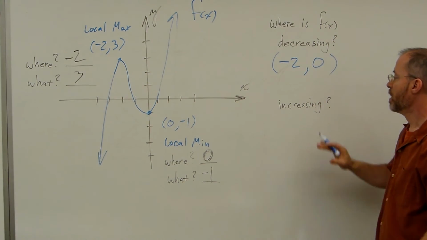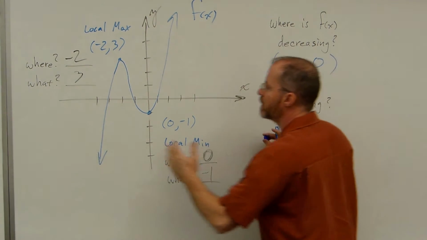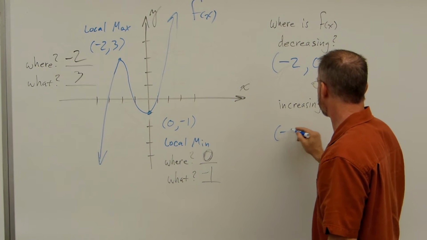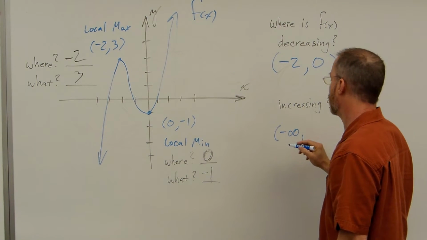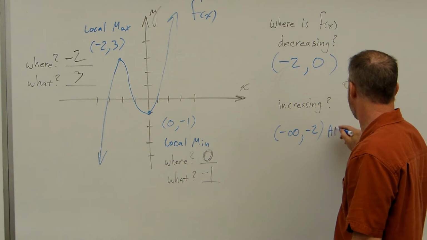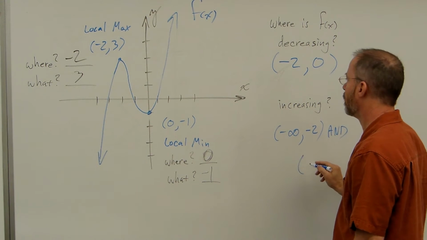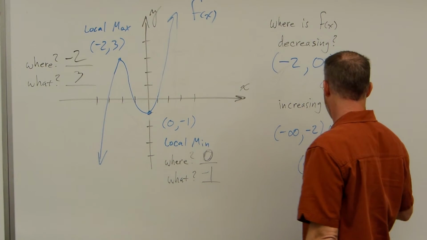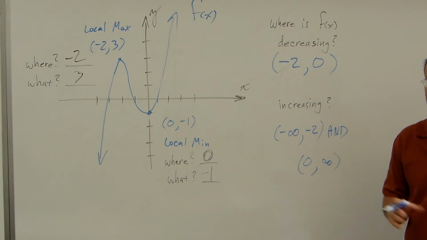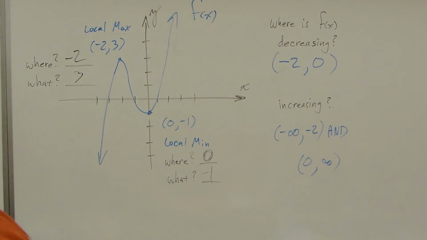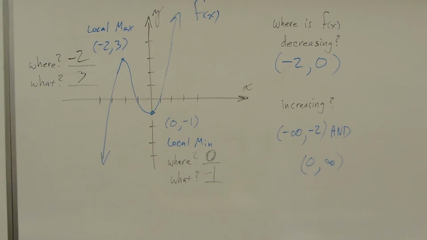That's where it's decreasing. Where is it increasing? Well, it increases all the way up to -2. So it increases on the interval from -infinity to -2, right? And on the interval from 0 to infinity. Make sense? Okay. Now let's look at the worksheet that you're filling out.